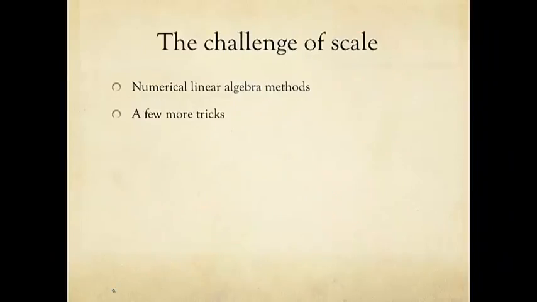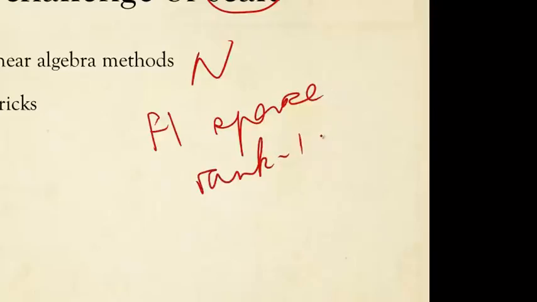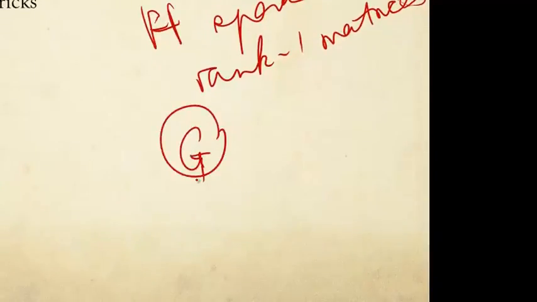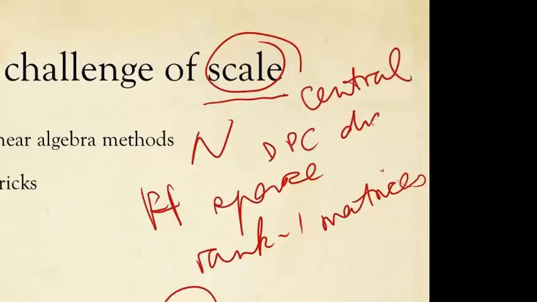But the biggest challenge for Google using PageRank is the challenge of scale. The N is too big. But fortunately, H is sparse, and the other matrices are rank 1 matrices. So you add two rank 1 matrices to a sparse graph, and you get a very well-structured G that helps a lot in scaling up the computation. Notice that this computation is done in a central server. DPC is done in a distributed way. That's the word, distributed power control.